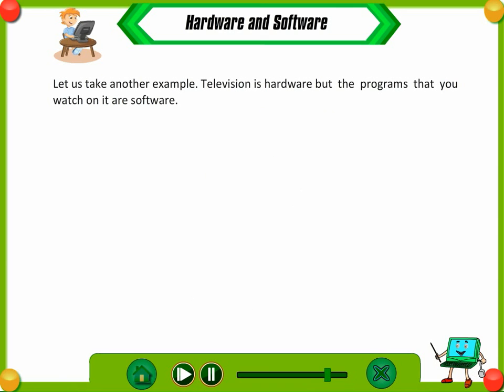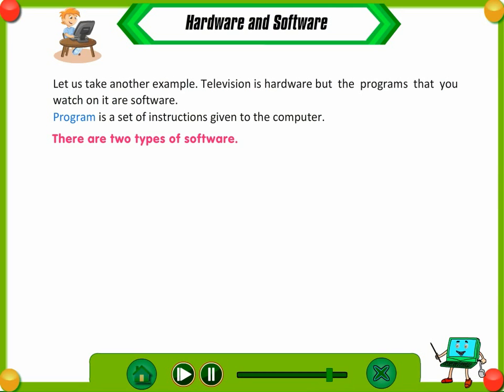Let us take another example. Television is hardware, but the programs that you watch on it are software. A program is a set of instructions given to the computer. There are two types of software: system software and application software.